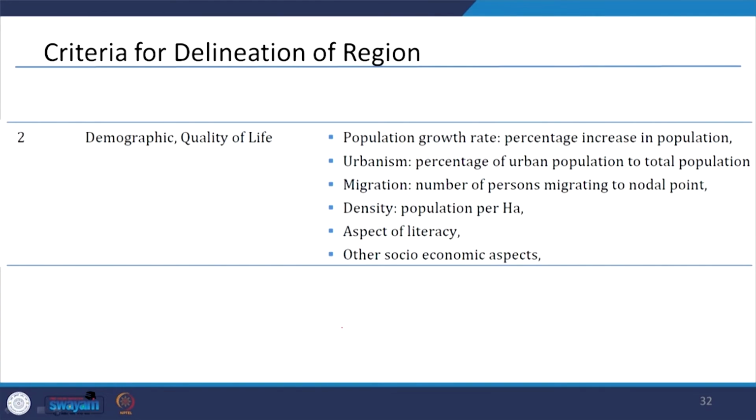The other parameter also includes demographic and quality of life. This would have indicators: population growth rate, percentage increase in population, urbanism, percentage of urban population to the total population, migration, how is the migration in the region, number of persons migrating to the nodal point, looking at the density, how is the density, population per hectare, and then looking at the aspect of literacy. We may also consider other socio-economic aspects.